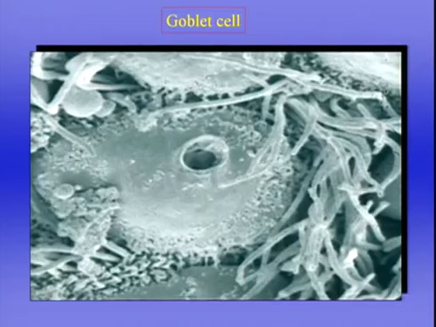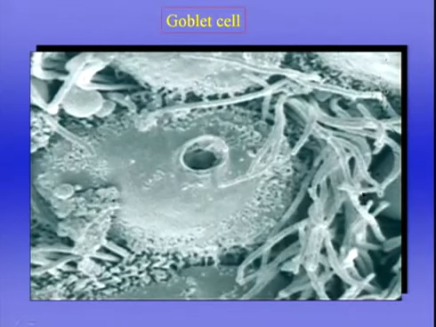Now, let's take an imaginary walk down the airways and see what we can find. We'll see some interesting sights. Here's one. Here's a so-called goblet cell. This is in the airway wall, and you can see an opening through which mucus is discharged onto the airway wall. The airway has a mucociliary system, and this is very important in keeping the airway clean.